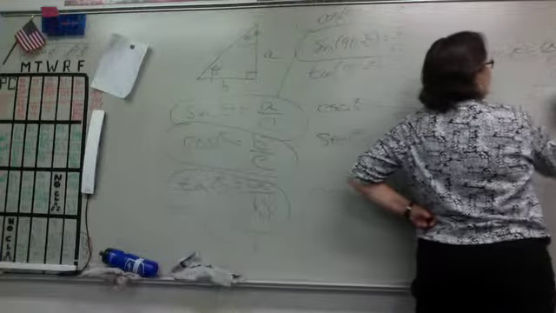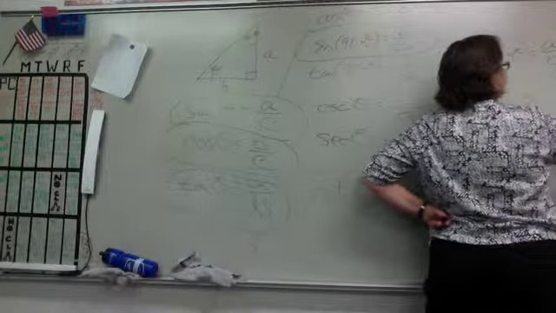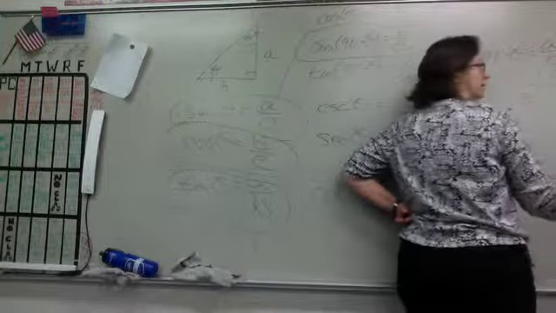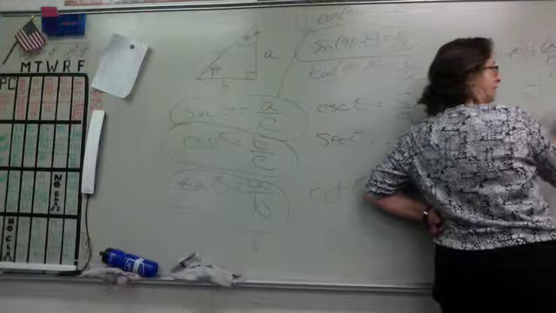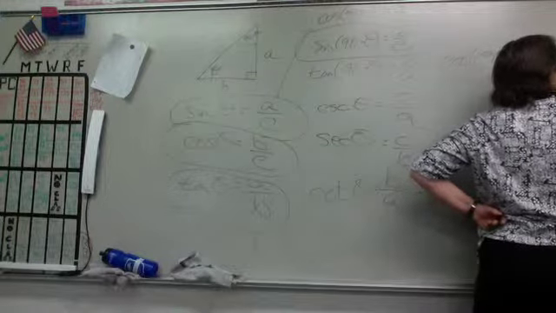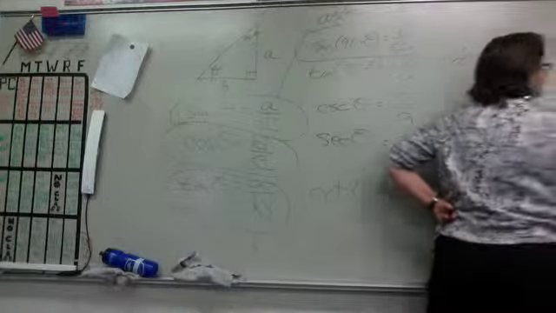Square root of 3 over 2. Square root of 3 over 2. What's our sine? 1/2. What's our tangent? It's going to be the sine over the cosine, or 1 over square root of 3, which is square root of 3 over 3. Okay?